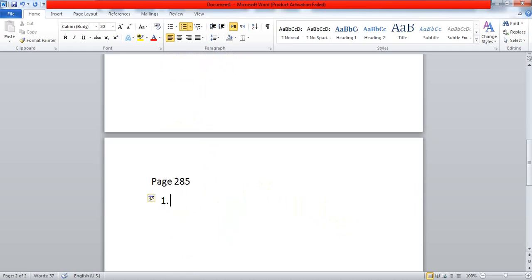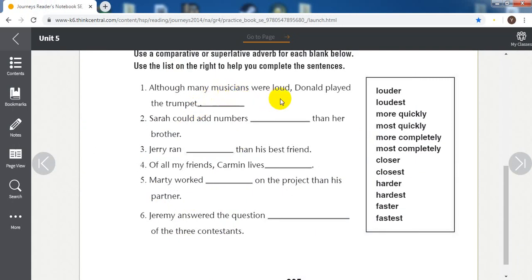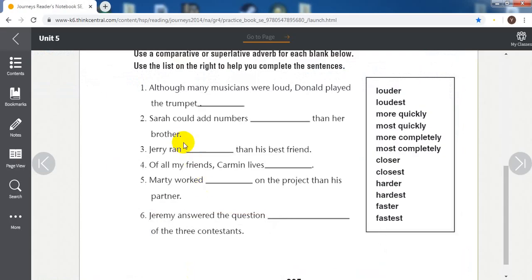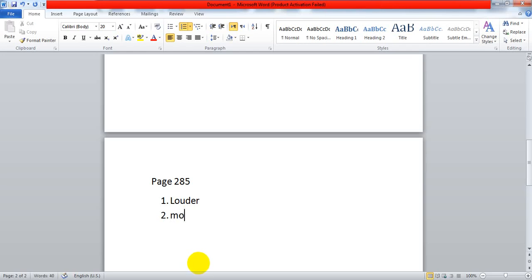Number 1. So, although many musicians were loud, Donald played the trumpet, what? Louder, right? Yes, louder. Okay. So he played it louder than many other musicians, right? Okay. Sarah could add numbers than her brother. Sarah could add numbers what? More quickly than her brother. Excellent. Yes, more quickly.